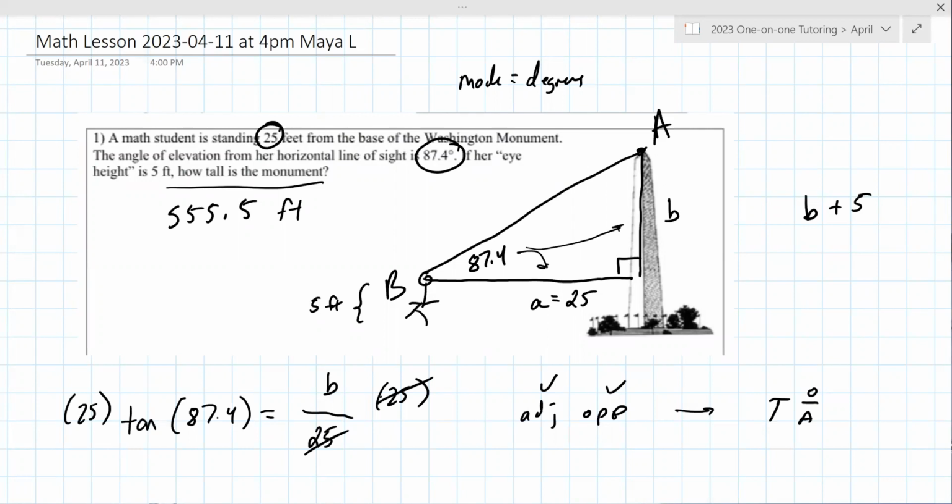Any questions on that? No, that makes sense. It was the 5 feet part that was tripping me up. Yes. Great. All right.